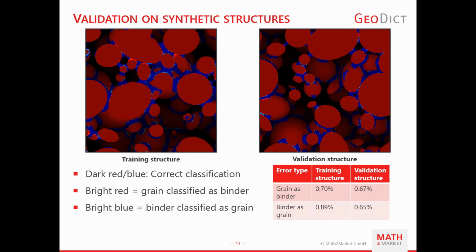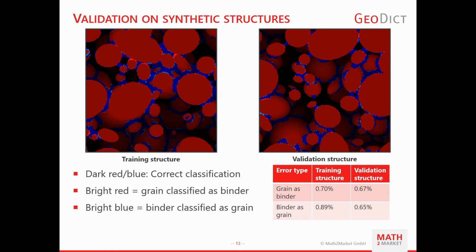Now here you can see a pseudo-SEM view of one training structure and one validation structure. I've chosen the following color coding. I've chosen dark red for those voxels which are part of a grain which have been correctly classified as a grain.